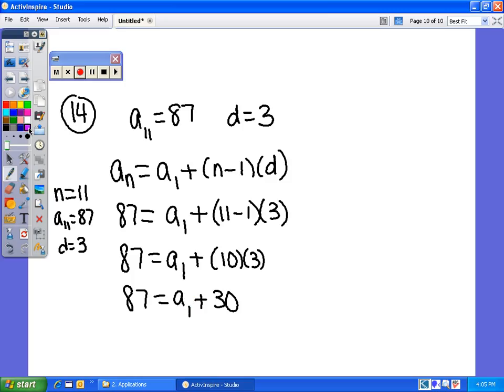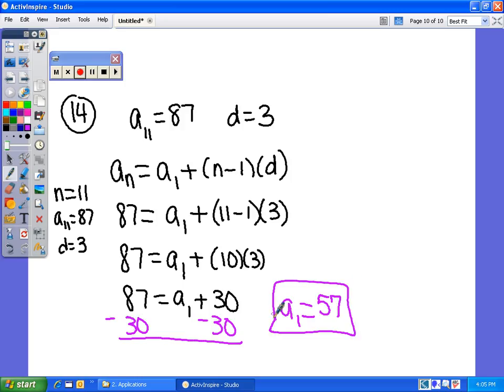The only way to solve for a sub 1 is to subtract. So in this case, a sub 1 equals 57. So that means if I were to write out a sequence starting with 57 and adding 3 each time, by the time I got to the 11th term, I would be at 87. Alright, so that ends the sequences and series section. So now we're going to move on to the limits section.